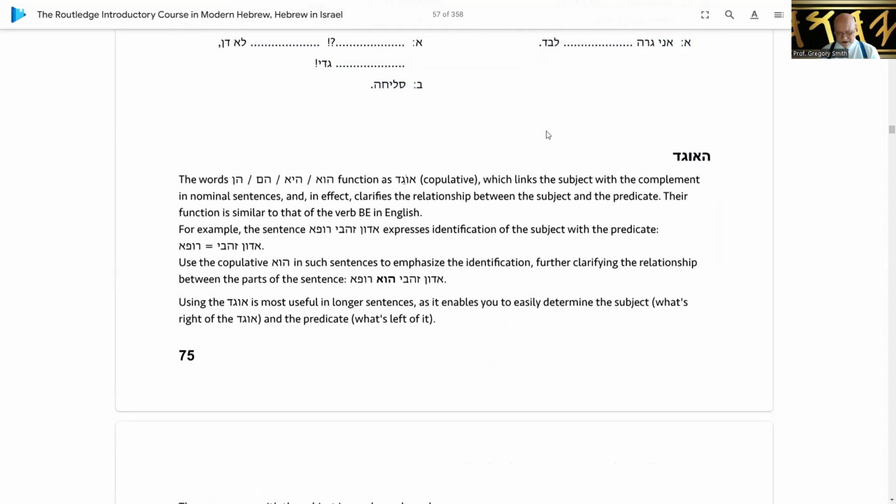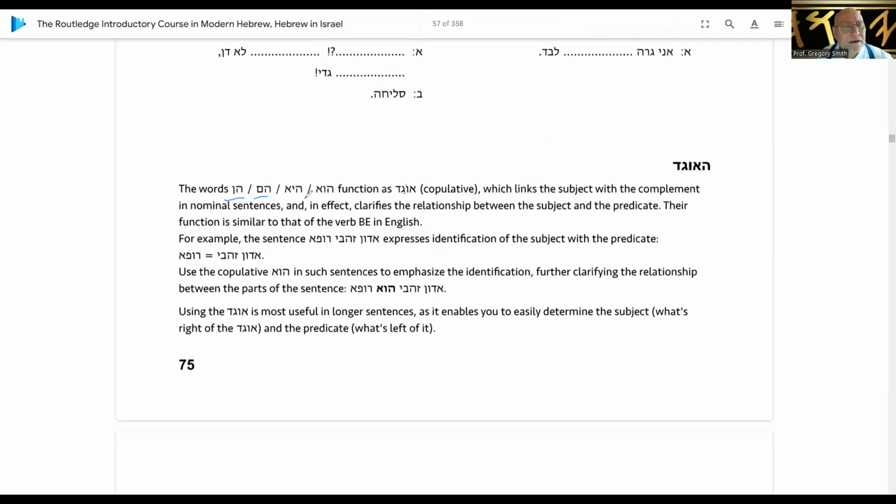Might be Ogid. Okay, the division. Ha Ogid, the division. Or it could be bind or tie, unite, combine, or not. The division. Okay, so we have the words hen, hem, he, who, which function as Ugad.